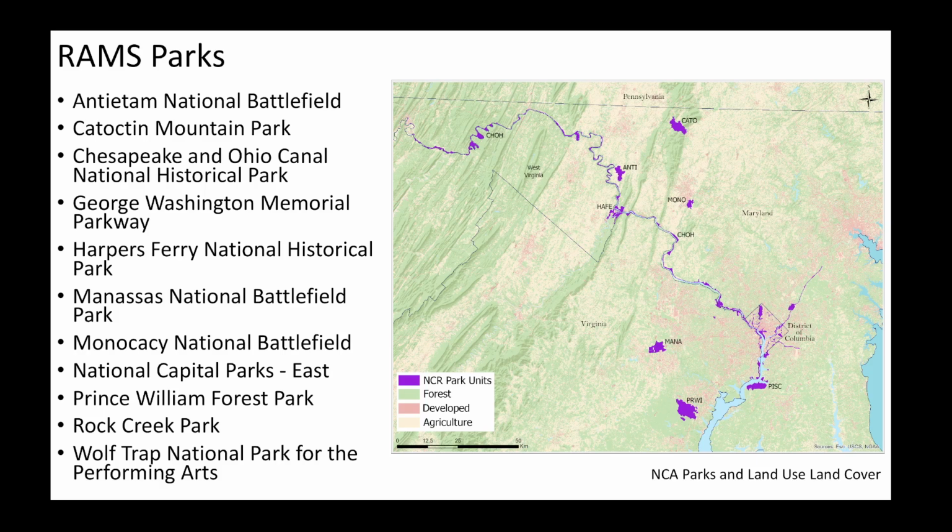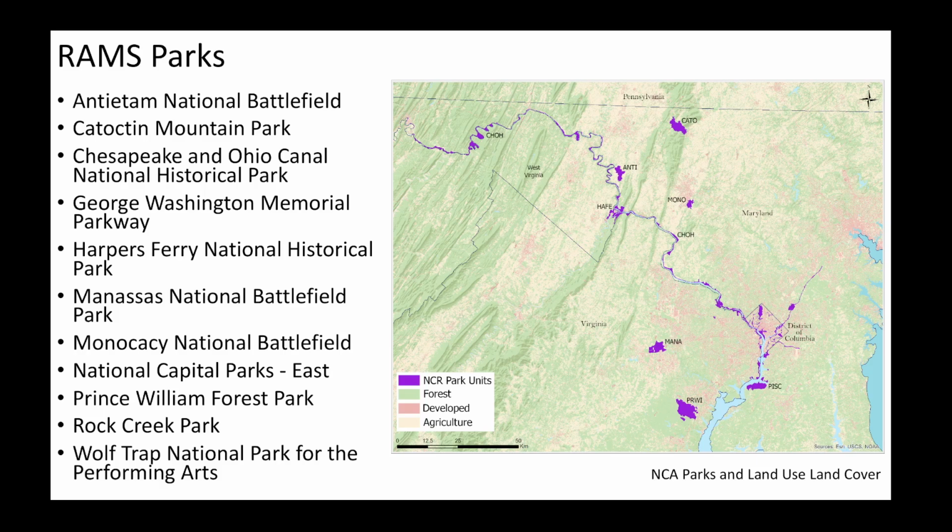On this slide, there is a map of the National Capital Region that shows parks in and around the Washington, D.C. area, including Maryland, Virginia, and West Virginia parks. Parks are shown in purple, and other colors indicate the types of land cover surrounding each park, including forest, agricultural, and developed land.